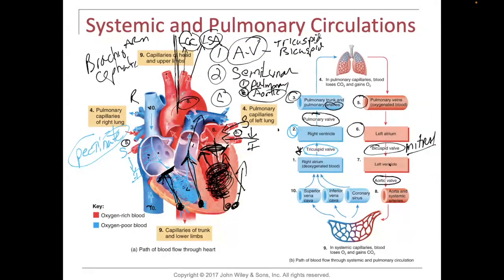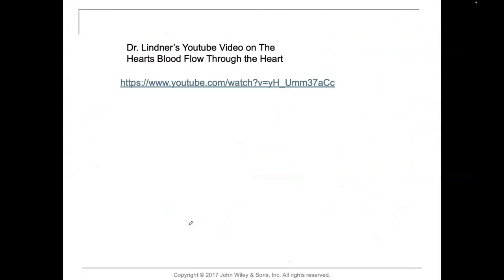These three go to the head, neck, and upper extremity, and then you see it arches and descends, comes down, and right here, it's going to go to the lower limbs. That's pretty much the general flow of the blood flow through the heart.